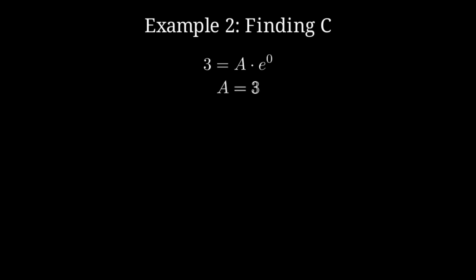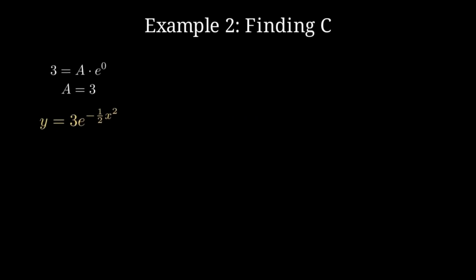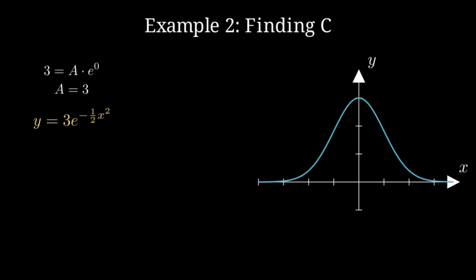Now we apply our initial condition: when x is 0, y is 3. Plugging these in, we find that a must be 3. Our particular solution is y equals 3 times e to the power of negative 1/2 x squared. This specific curve describes the exact behavior of our system starting from our initial point.